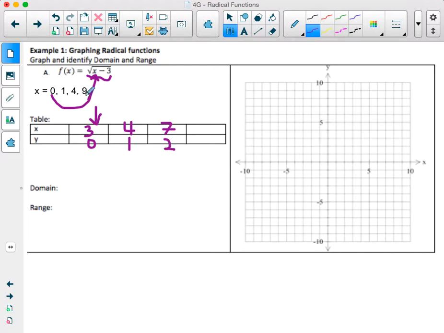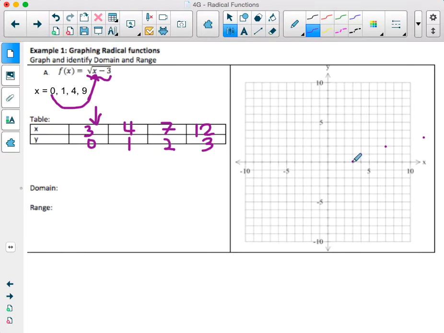And then finally, when I want to get back 9, I would need, I believe, 12. It's not going to fit on my graph, but 12 minus 3 would give me back 9, and the square root of 9 would give me back 3. All right, so if I go ahead and plot these points, over here at 3, I get back the value of 0. 4, 1, 7, 2, and then all the way out here at 12, I'm going to get back the value of 3, right?